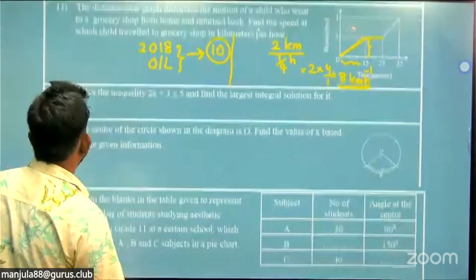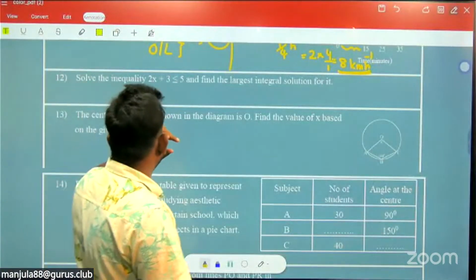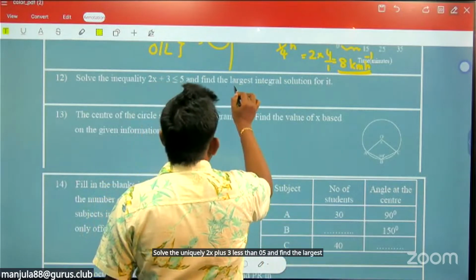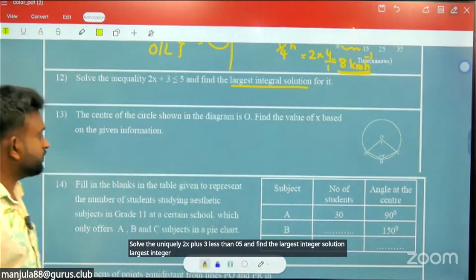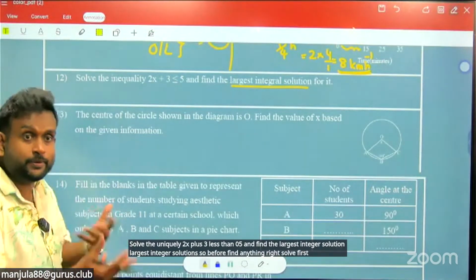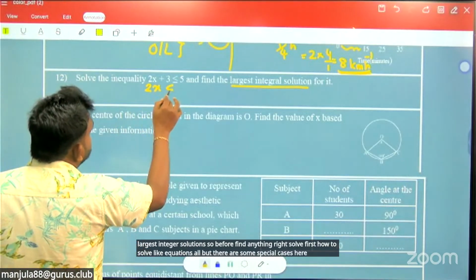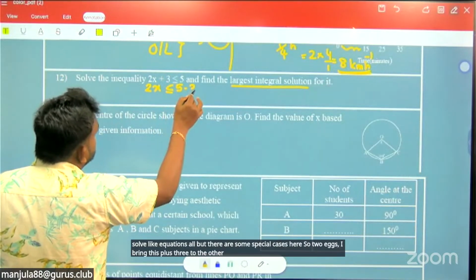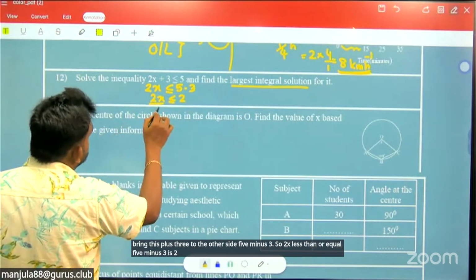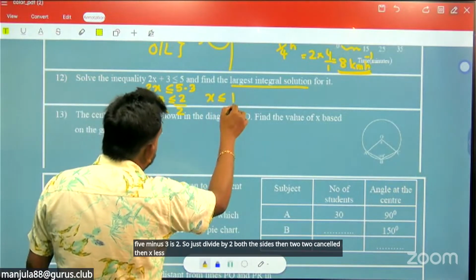Now question number 12. Solve the inequality 2x plus 3 less than or equal to 5 and find the largest integer solution. Before finding anything, solve first. Solve it like an equation, but there are some special cases. So 2x, I bring this plus 3 to the other side, 5 minus 3. So 2x is less than or equal to 5 minus 3, which is 2. Divide both sides by 2, then x is less than or equal to 1.